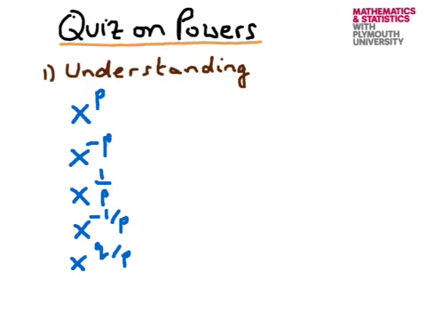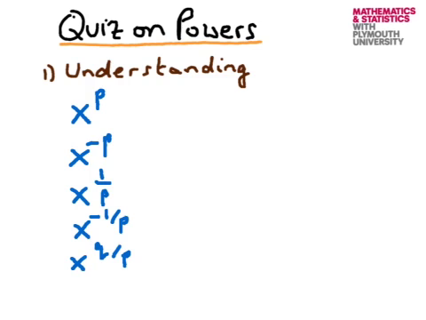So the first questions are about understanding, and they are: what does x to the p mean? What does x to the minus p mean? What does x to the 1 over p mean? What does x to the minus 1 over p mean? And what does x to the q over p mean? So at this stage you can just decide what your answers are, pause the video, and then start again.